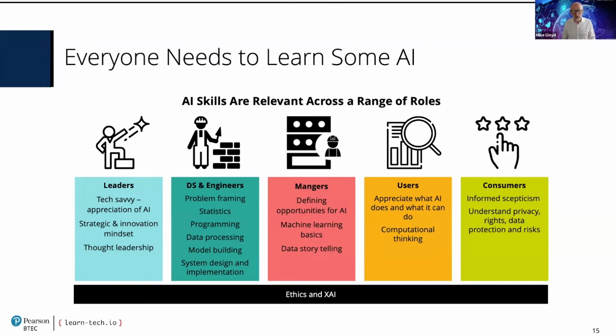And then finally, underpinning all of those roles is an understanding of what AI is in terms of its ethics, in terms of, is it ethical to apply AI in a particular way? And XAI, which is explainability. So how do you explain to somebody the outcome of a decision which has been assisted with AI?